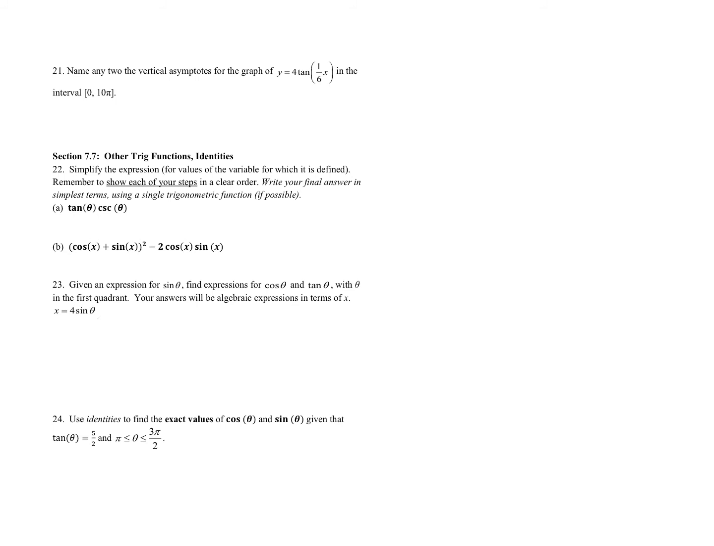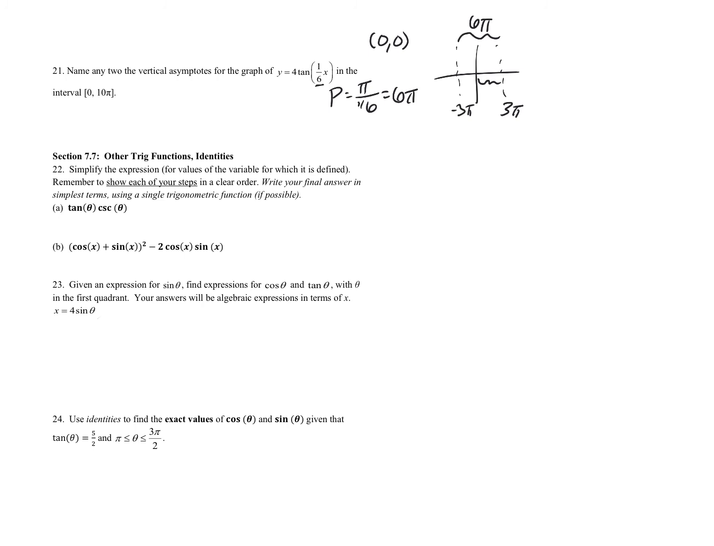Now on to the last part. Name any two of the vertical asymptotes of this graph. So the asymptotes can be found by finding the period. Because we have no shifts, we know we're going to be centered at the origin. So graphically, the distance between the two asymptotes here is going to be equal to our period, and so this will be half of that. Remember that our period is equal to pi over our b, which in this case is 1/6, which is the same as 6 pi. So that whole length is 6 pi, which means here we have 3 pi and -3 pi.